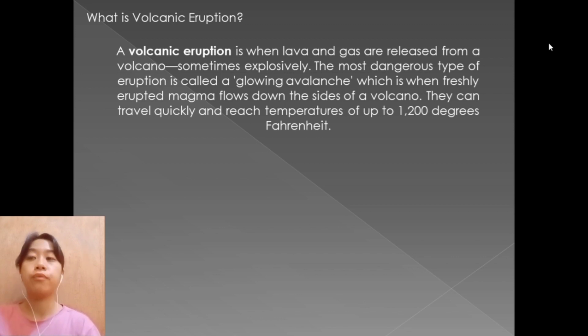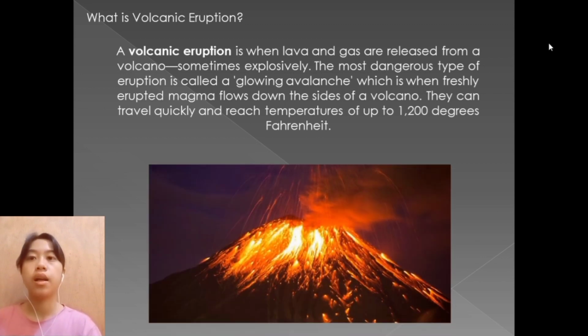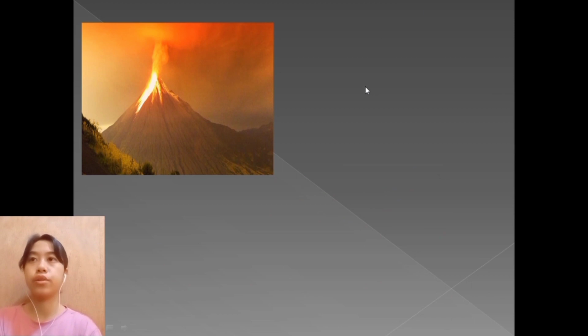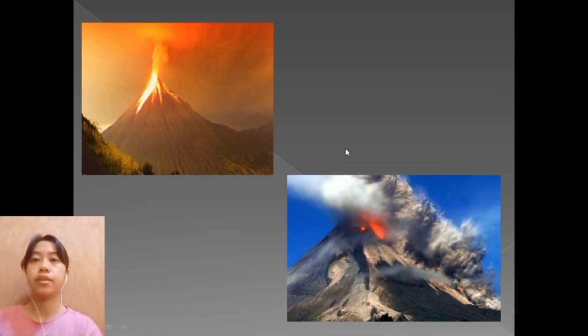When we talk about a volcanic eruption, it is when gas and lava are released from the mouth of a volcano, in which it erupts magma that flows down every side of the volcano. You can see in the picture the magma flows down from the mouth of a volcano. As you can see here also, a volcanic eruption occurs.